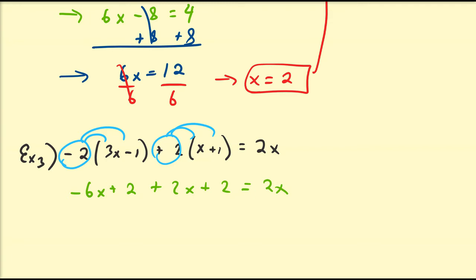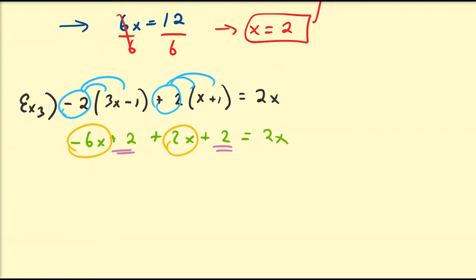I'll now combine like terms on the left hand side. So I'm going to combine my x terms and I'm going to combine my constant terms. So negative 6x plus 2x is going to give us negative 4x. 2 plus 2 is going to give us 4. And on the right hand side we still have 2x.